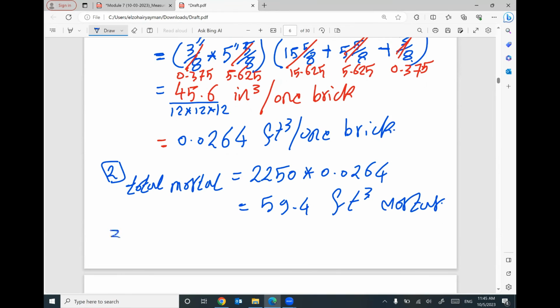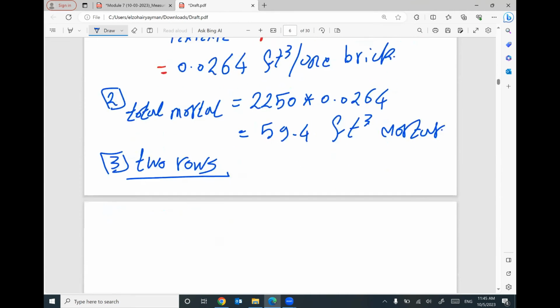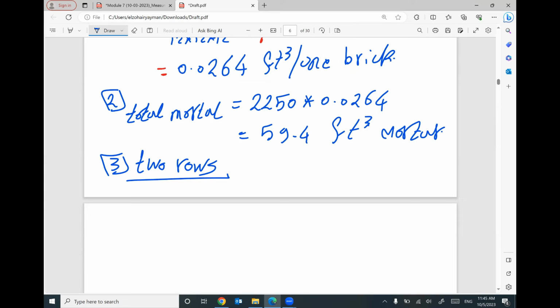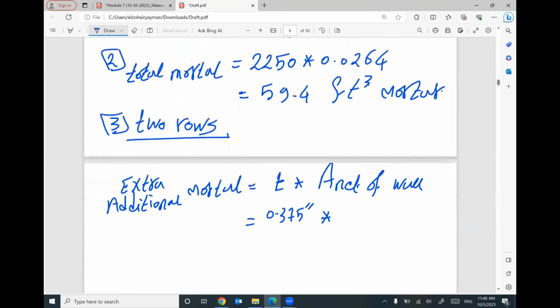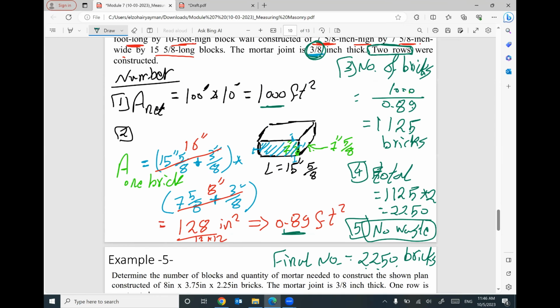But since we have 2 rows of construction of these bricks, I have to get the additional mortar to fill up the gap between the 2 rows. This extra will equal the thickness times the net area of the wall. Your thickness is 0.375 inch. The net area from step number 1 is 1,000 square feet.